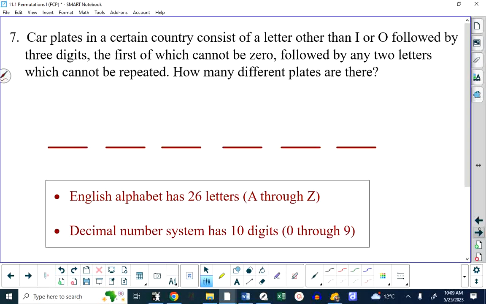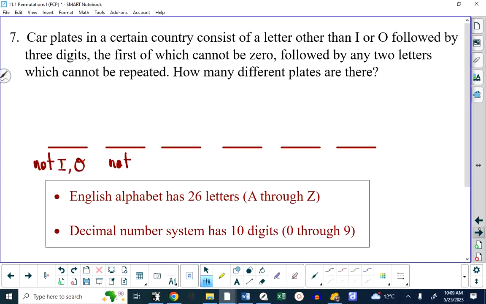Followed by 3 digits, but the first of those 3 cannot be 0. And then followed by any 2 letters, but you're not allowed to repeat the letters. So the first one has to be not either of these letters. This has to not be a 0.